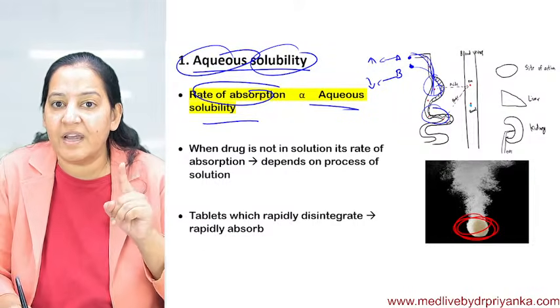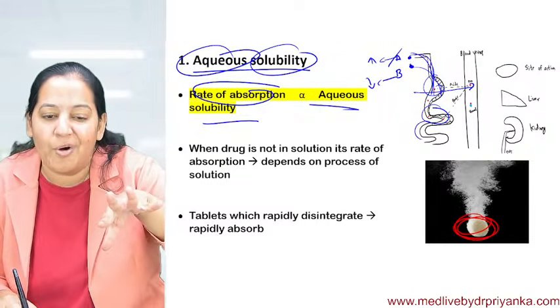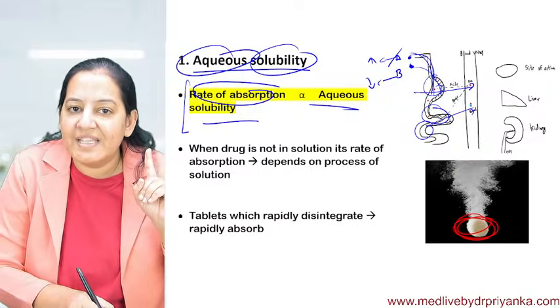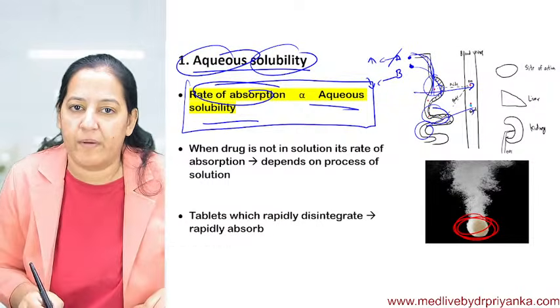In the stomach and intestine, drug A is quickly absorbed in water and gets absorbed. Drug B is slowly absorbing in water, so it is slowly absorbed. Common sense. So aqueous solubility is directly proportional to rate of absorption. Rate of absorption is directly proportional to aqueous solubility.